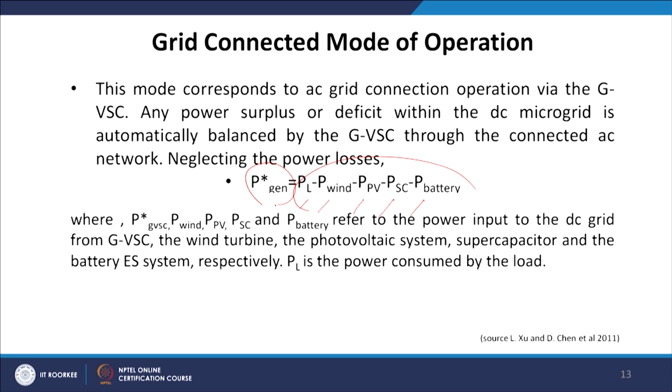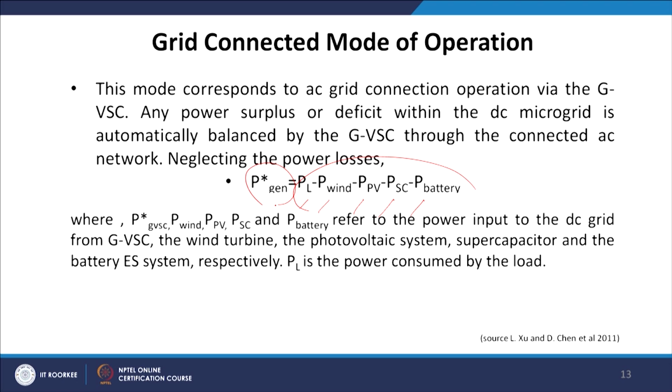Now, P GVSC, P wind, P PV, P SC and P battery refer to the power input to the DC grid from the GVSC, the wind turbine, the photovoltaic system, the supercapacitor and the battery ES system.